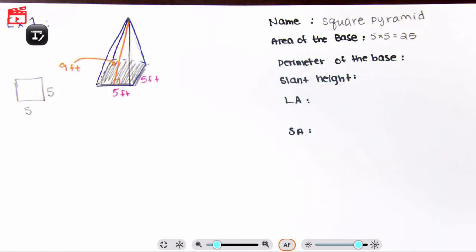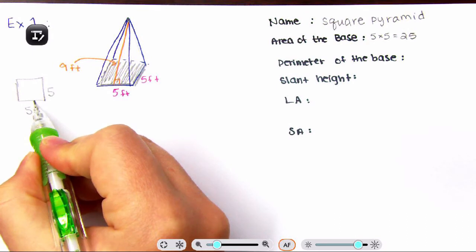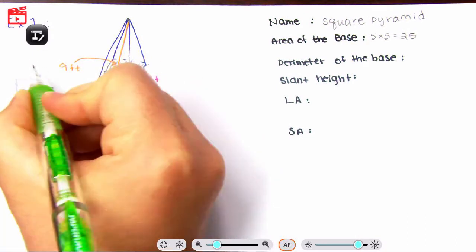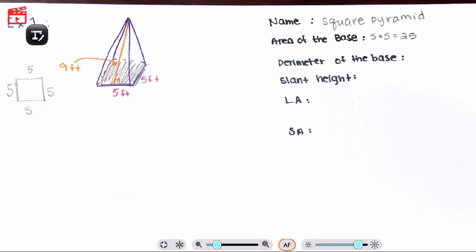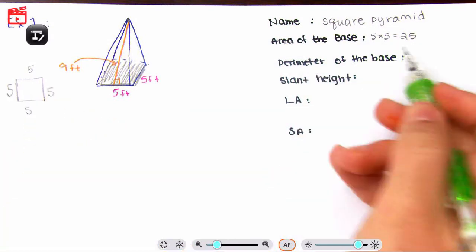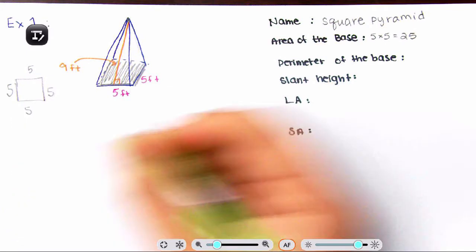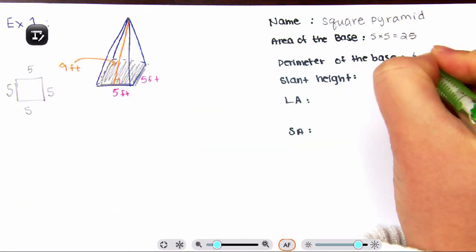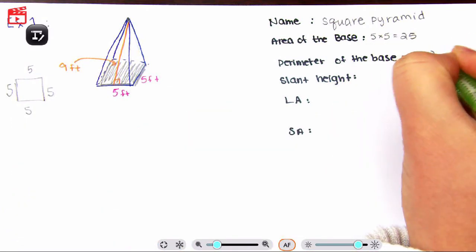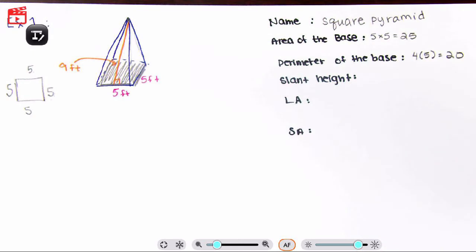Here's the thing with surface area, I always highly recommend drawing out your base so you can actually see what you have. For example, I drew a square, and I have 5 by 5 by 5 by 5, right? It's a 5 by 5 square. So I have 5 on each side. So what is my perimeter? I have 5, 10, 15, 20. Or you can say 4 times 5, which is, again, 20, or you can just add them together.